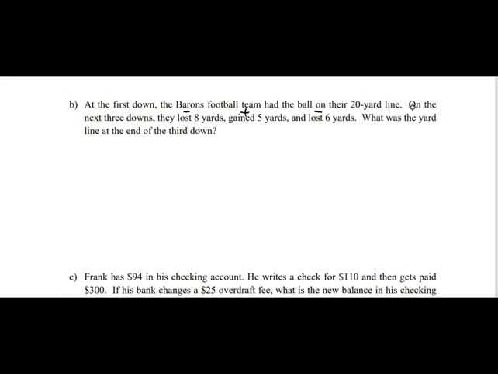So we have the starting point, which is a 20. We lost 8, we gained 5, and we lost 6. So we need to find the value of this expression. So let's go ahead and start from left to right, because all you have is subtraction and addition. There is no other operation, so you are just going to do the operations from left to right.